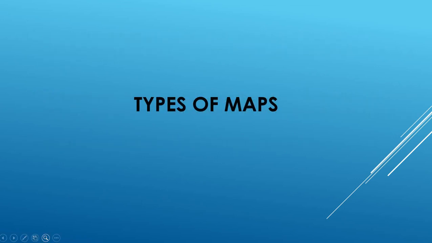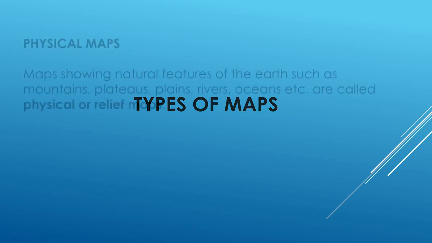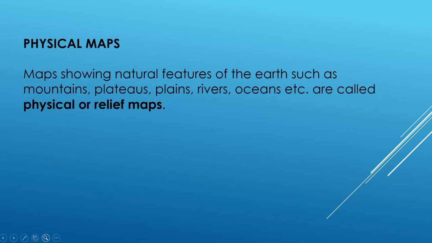Next, there are various types of maps. In this chapter, we have seen there are three types of maps. The first one is physical maps. What are physical maps? Maps showing natural features of the earth such as mountains, plateaus, plains, rivers, oceans, all the natural features of the earth, are called physical or relief maps. I hope this is clear.